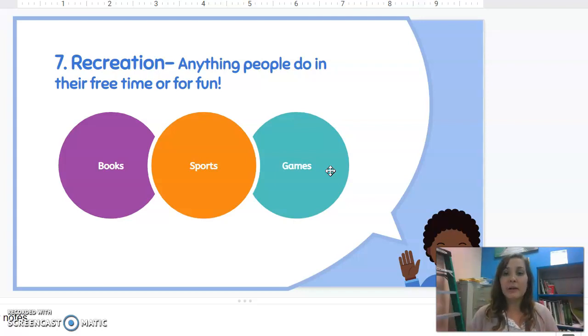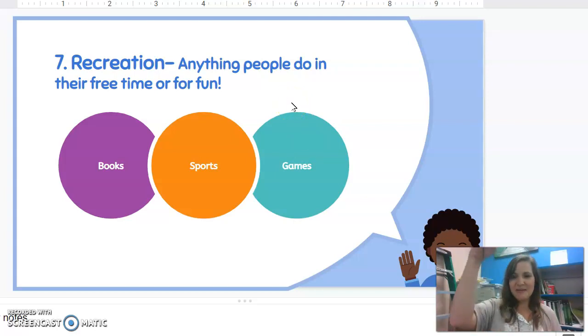So not every place is going to love soccer though. We have all kinds of different recreations here in the United States. And once again, this is also affected by your geography. If you live in the mountains, you're probably not playing soccer up the mountains, right?